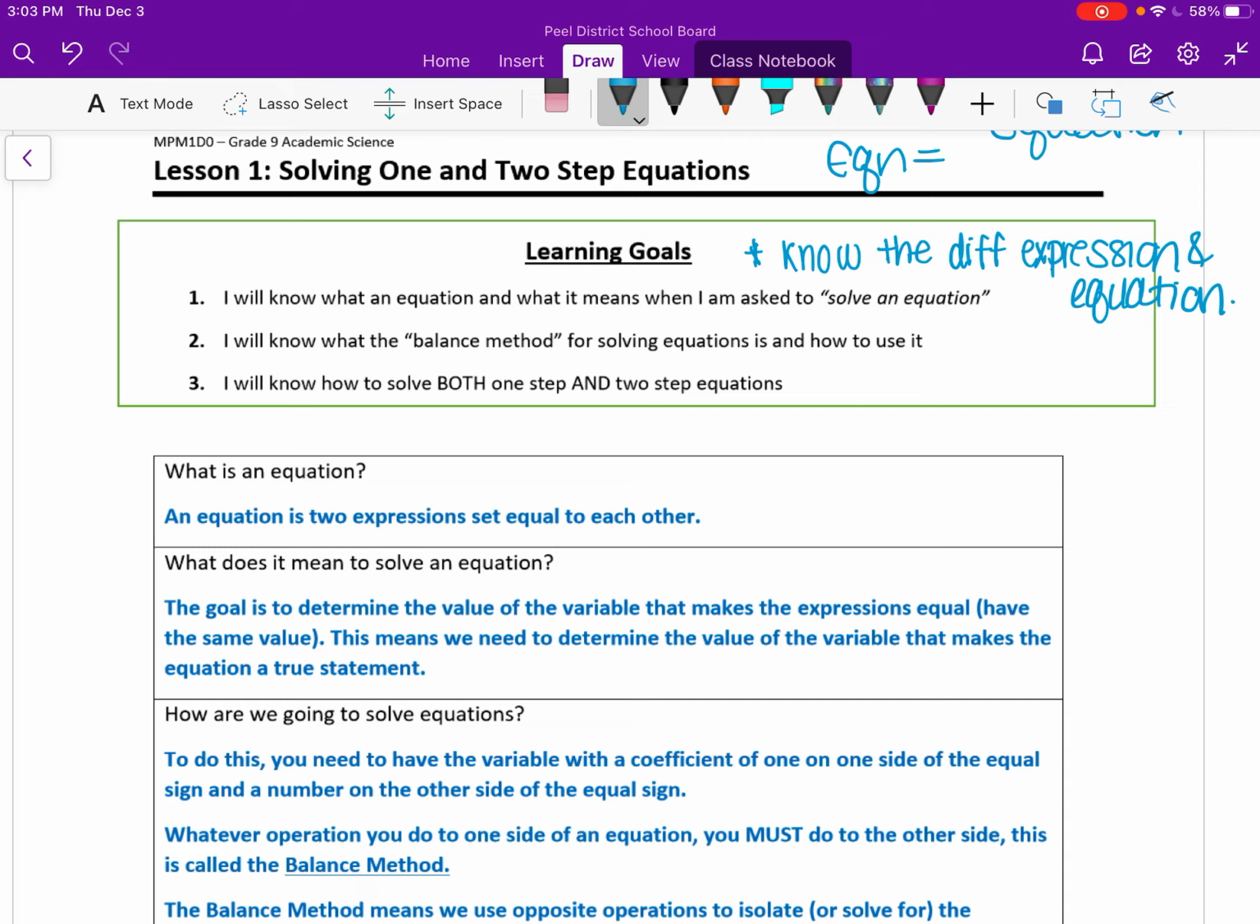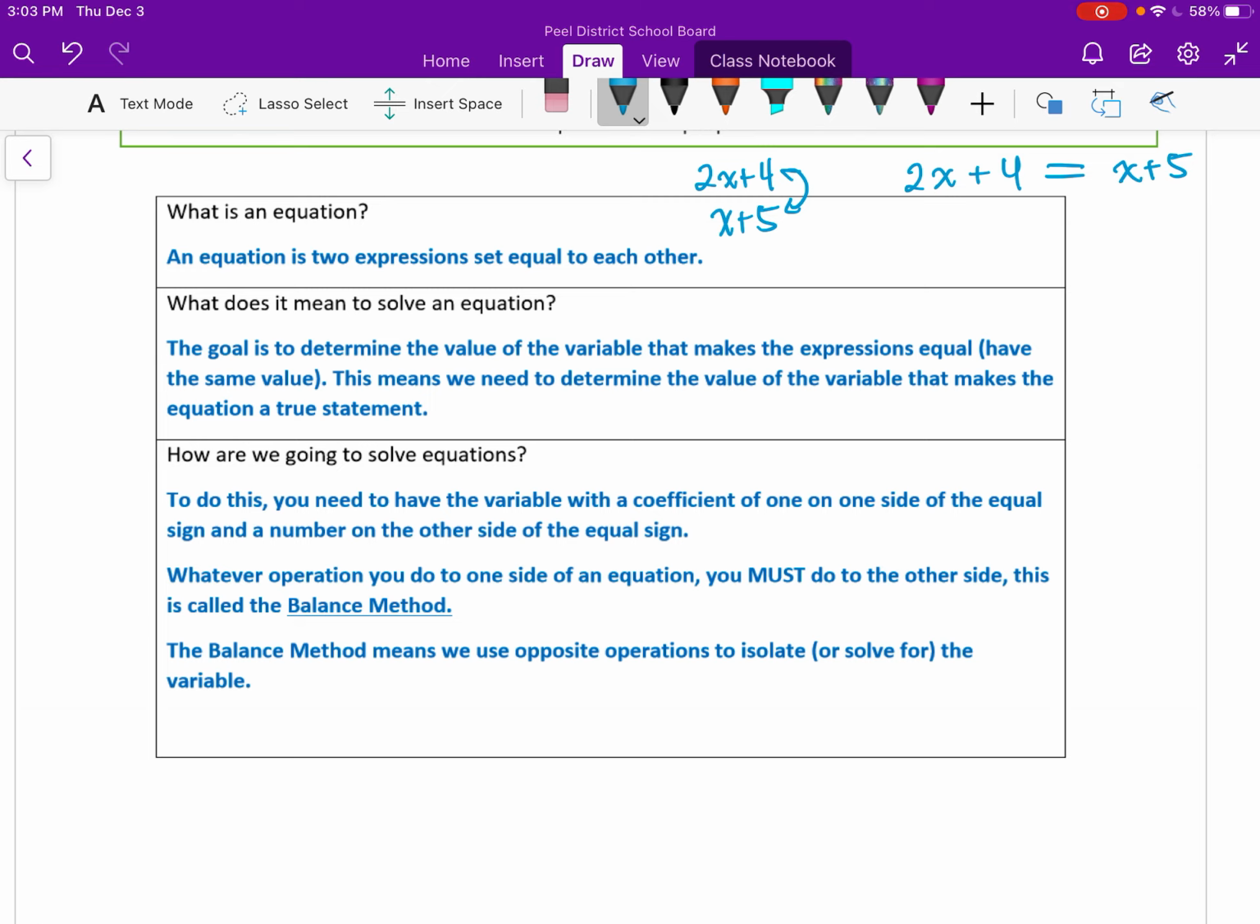The reason I say that is because something like 2x plus 4 is an expression. Something like x plus 5 is an expression. When I take these two values and make them equal each other, 2x plus 4 equals x plus 5, that's when this becomes an equation. An equation is two expressions with an equal sign in the middle. And I can solve for x, and x will only have one possible answer.